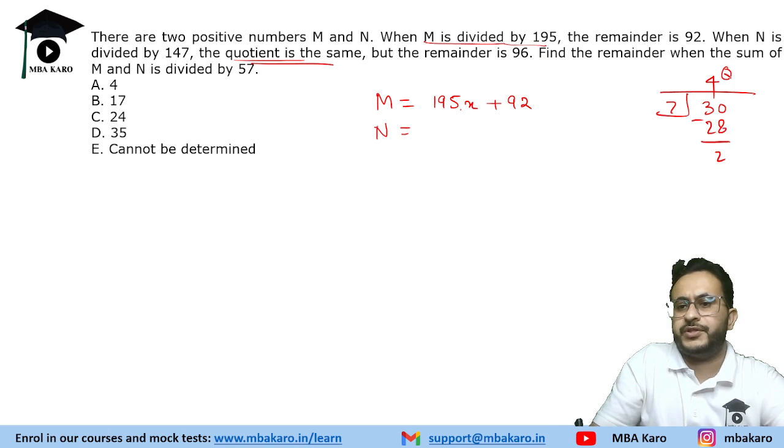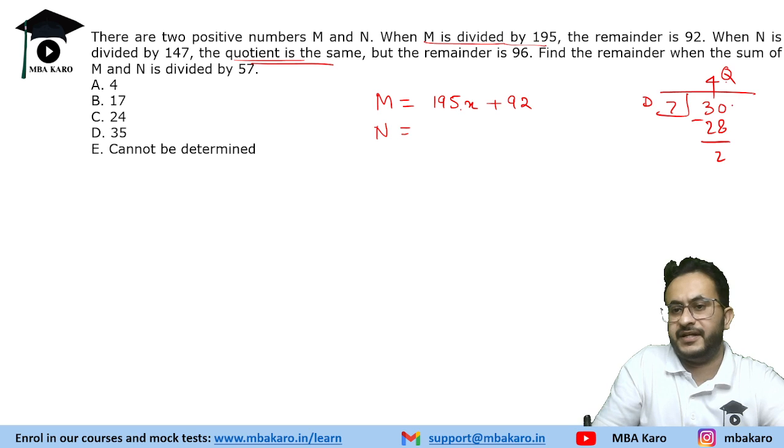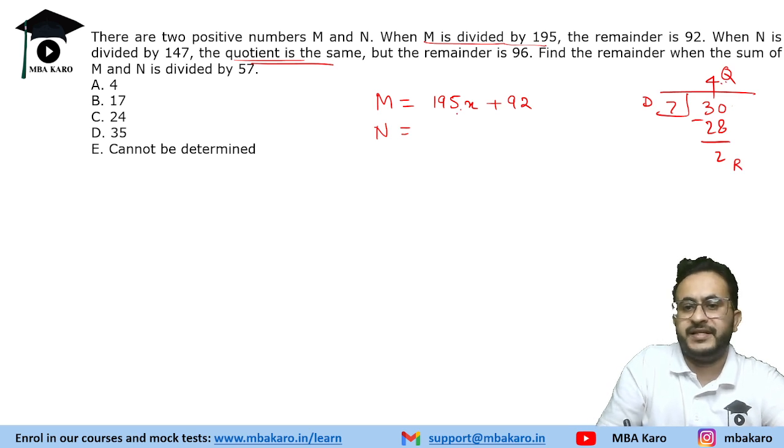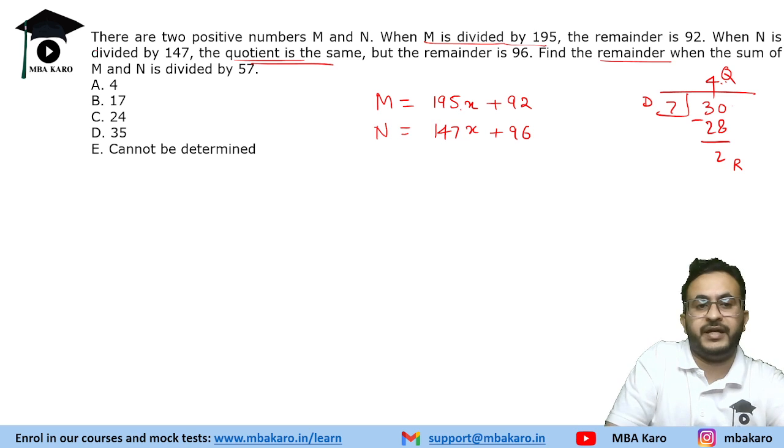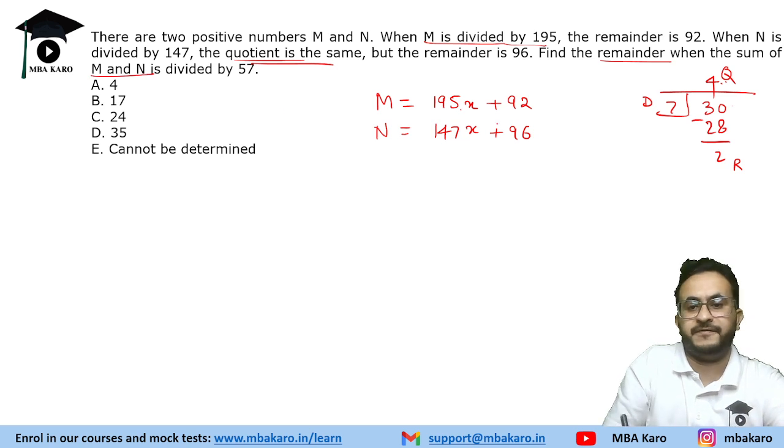So this is the quotient, this is the dividend, the divisor, and this is the remainder. Okay, so the quotient is the same. So basically it means that it will be 147x plus 96. Now we need to find the remainder when the sum of m and n is divided by 57.